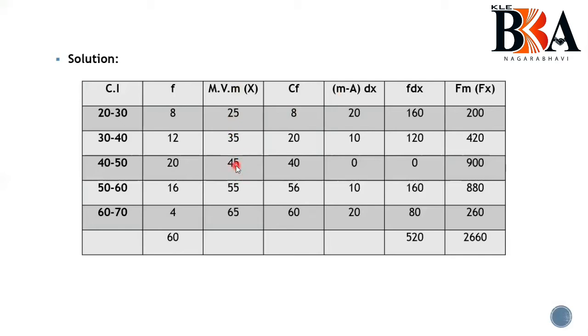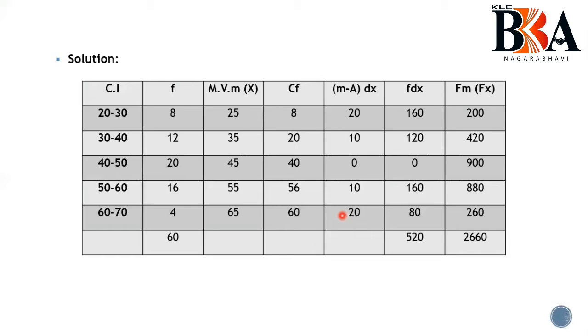So 45 minus 25 becomes 20. 45 minus 35 becomes 10. 45 minus 45 becomes 0. 45 minus 55 is 10. And 45 minus 65 is 20. Fine, I have to take the minus and plus symbols, right? The negative and positive signs. But I've told you in the previous classes also, in your mean deviation or coefficient of mean deviation, we should completely avoid the plus or minus sign in your problem.